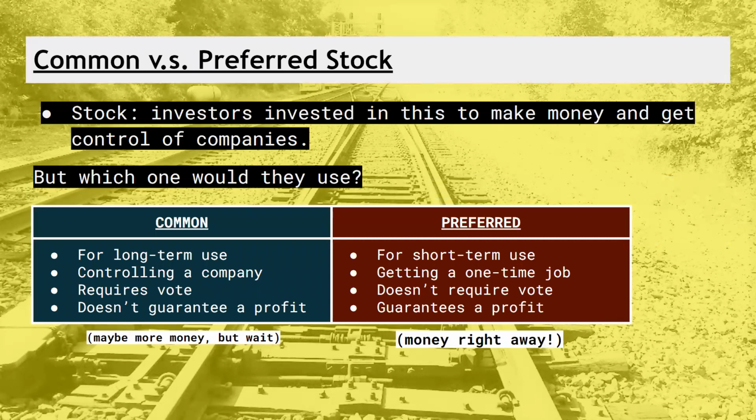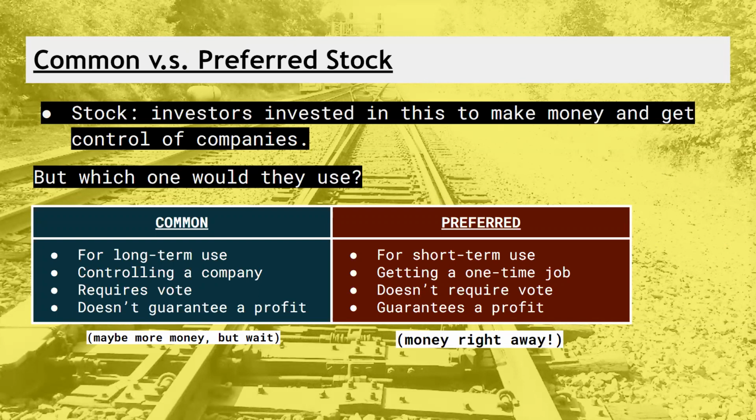So let's talk about some common and preferred stock. So stock, well, what was that? Investors invested into this to make money and get control of companies. But which one would they use? I mean, it's not like it was just cut and dry. It was more complicated than this, but in simpler terms, they could have common or preferred stock.